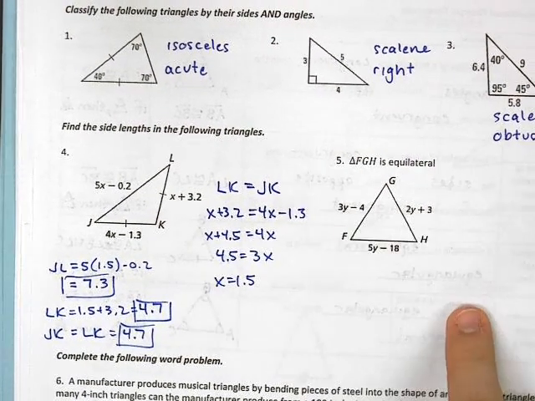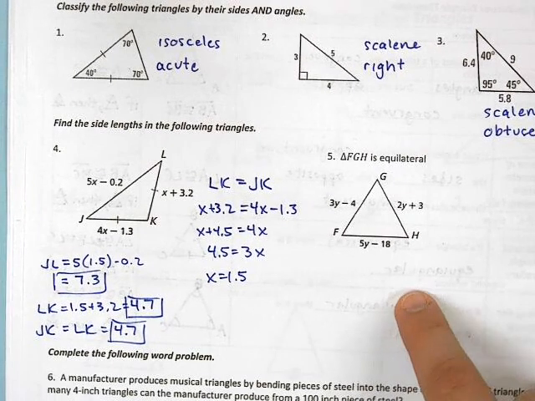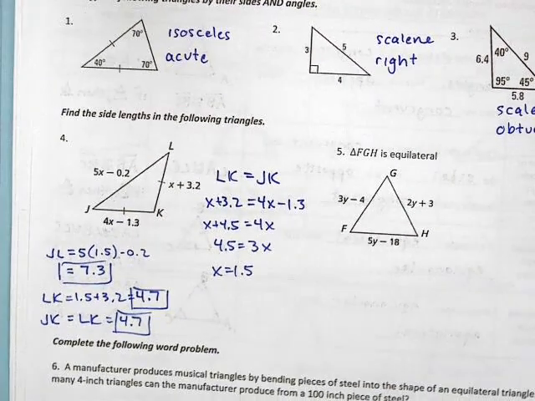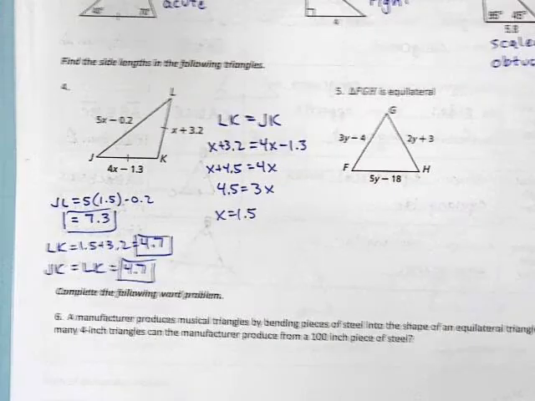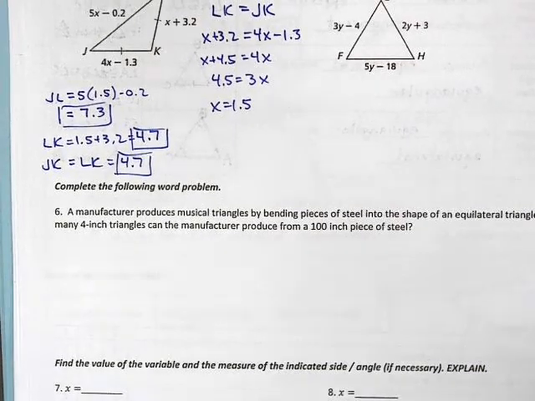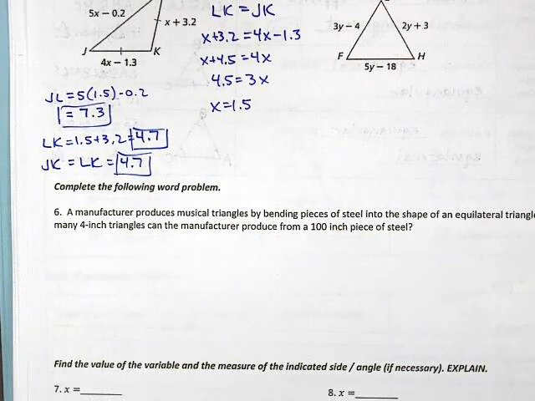I'm going to skip 5 for now. I think you guys, if you want to try 5, go for it. If not, we can do it in class and we can check. 6, I do want to do just because it is a word problem, and I know word problems freak people out. So here we go.